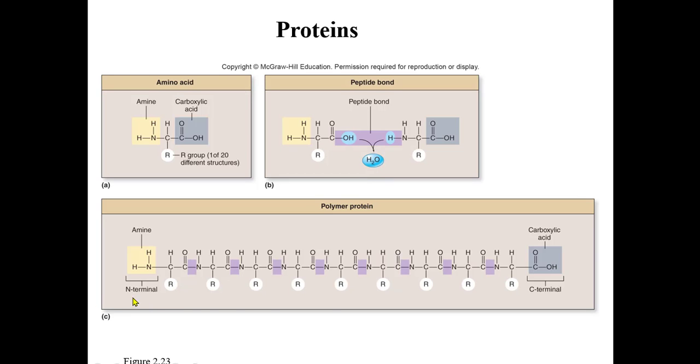So here I have a very long chain of amino acids. No matter how long it is, this is important. No matter how long it is, one end will always be amino group. The other end will always be carboxyl group, no matter how long it is. So even if it's 1,000 units long, one end will be amino group. The other end will always be carboxyl group.